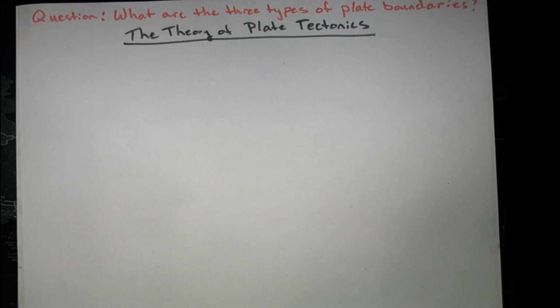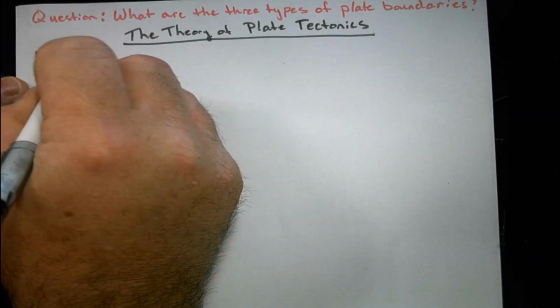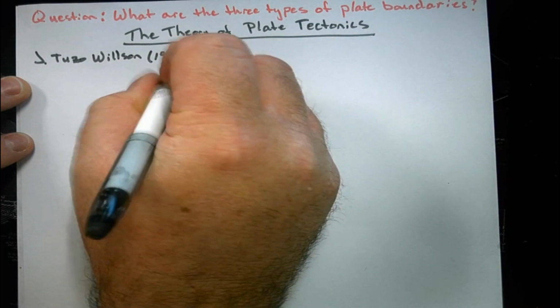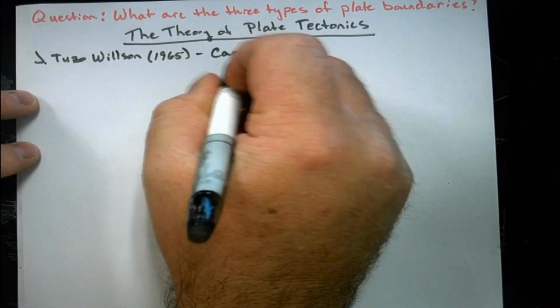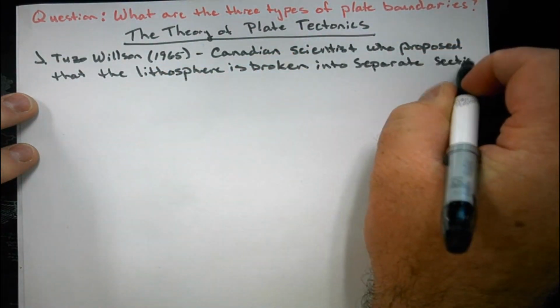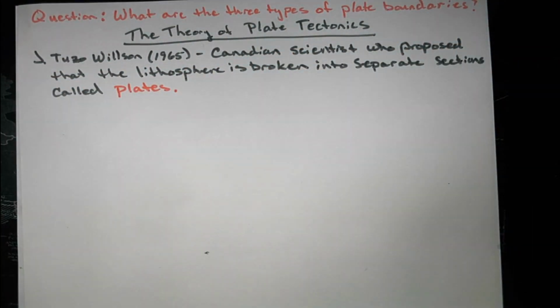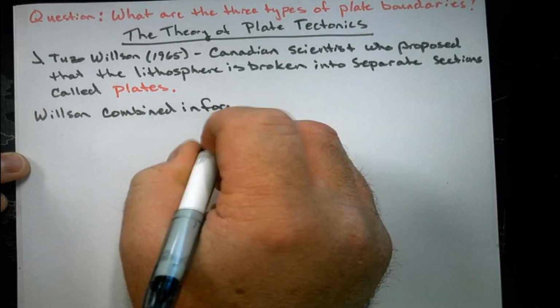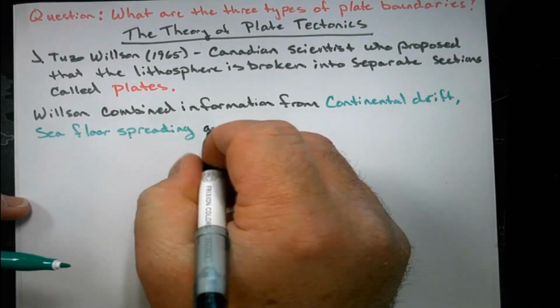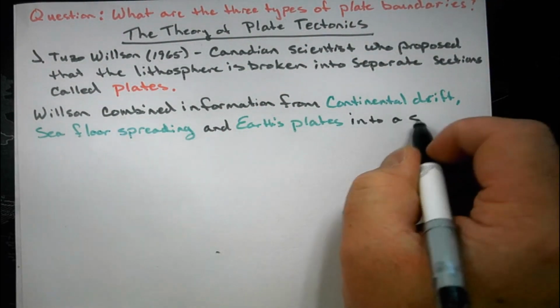Okay, the question we're going to answer today is, what are the three types of plate boundaries? The title of this lecture is The Theory of Plate Tectonics, and we start with J. Tuzo Wilson, a Canadian scientist who in 1965 proposed that the lithosphere is broken into separate sections called plates. He proposed this by combining information from continental drift, seafloor spreading, and Earth's plates into a single scientific theory.